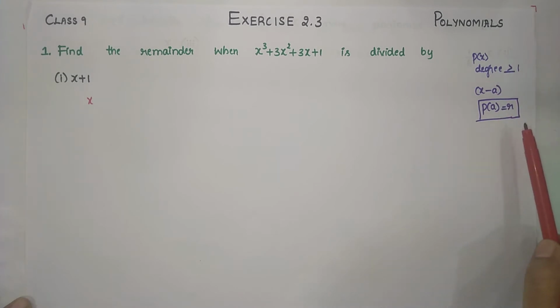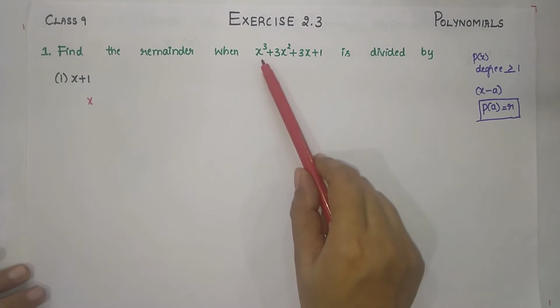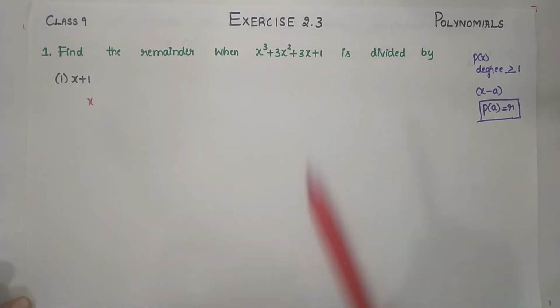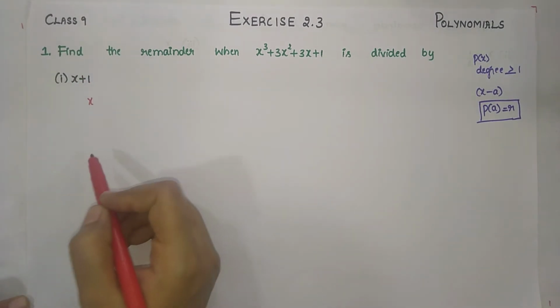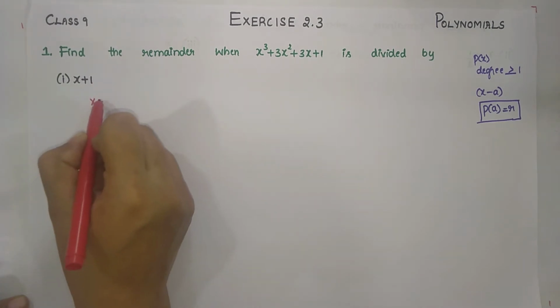And if you want to know about the remainder theorem in detail, you can refer to my previous video in which I have explained about that. Now let us solve this question. So the given polynomial is p of x, x cube plus 3x square plus 3x plus 1 and is divided by x plus 1. So to find the remainder, first let us equate this x plus 1 to 0.